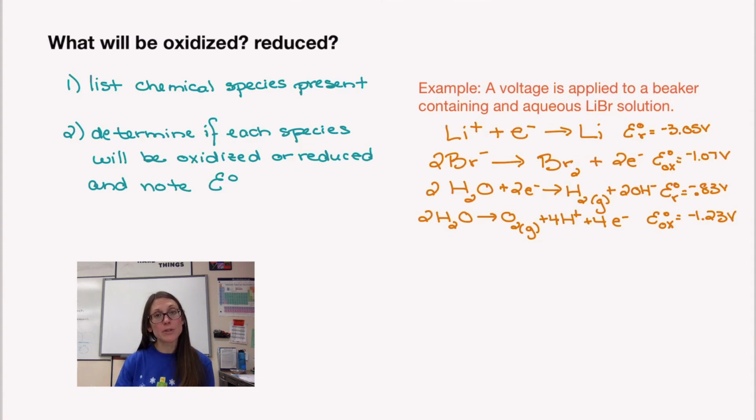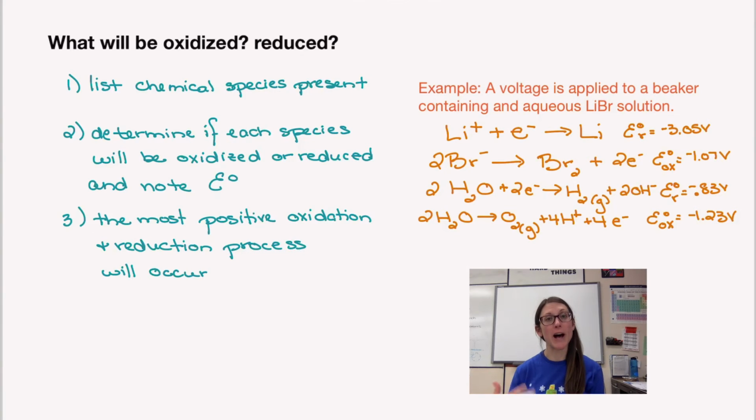Now, all of these numbers I pulled off a table for standard reduction potentials, making a point to flip the sign on the equations that are being oxidized, since it's the opposite of the reduction that is tabulated. Okay, so once you've noted all those reduction potentials and you know what your possibilities are, it's time to decide what's going to happen.